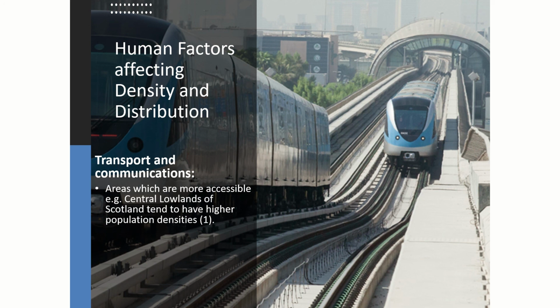Areas which are more accessible, and notice again the use of an example, e.g. the central lowlands of Scotland, tend to have higher population densities. If you compare that to a candidate that simply says areas that are more accessible have more people, you can clearly see why the examiner would give the marks to the person that's written what you see in front of you on the screen.